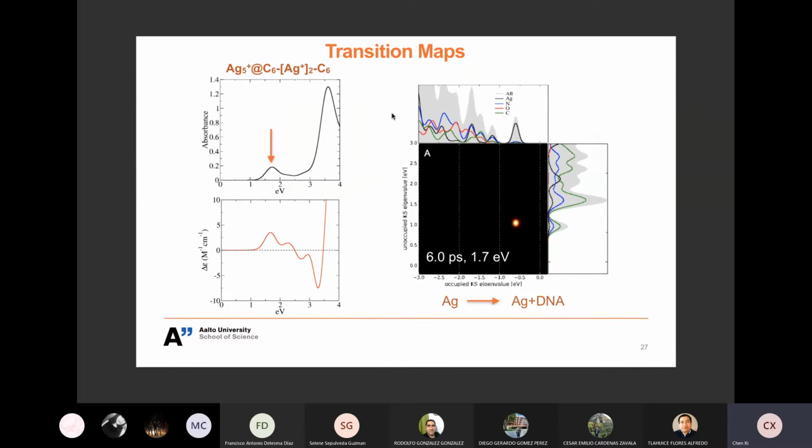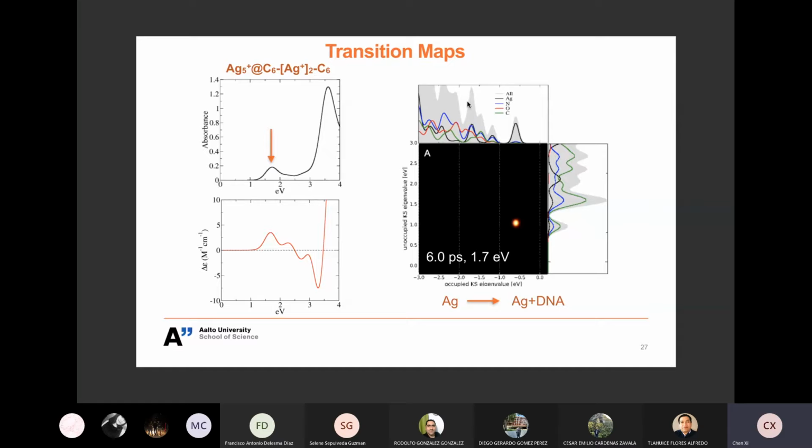Okay, then besides the CD, we also calculate the optical spectra, and we found at the first peak position of CD, there is also a peak in the optical absorption spectra. Then we think if we analyze this peak, it will help us understand where this chiral optical property comes from in this cluster.